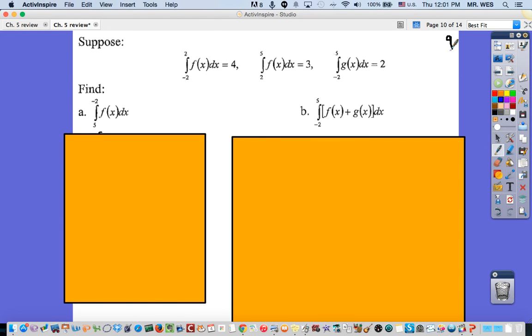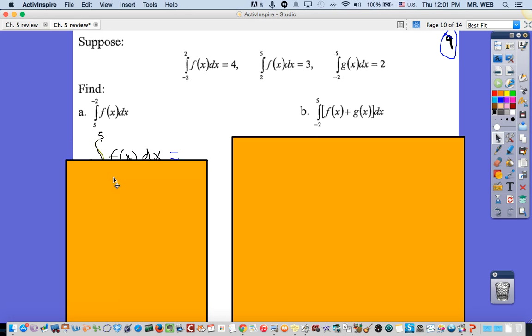Now, problem number 9, I realized as I was recording that I did it wrong. I made a few silly mistakes, and I'm sure you guys noticed. This is 5 to negative 2. And originally, I think I thought it was 5 to 2. So let's take a look here.